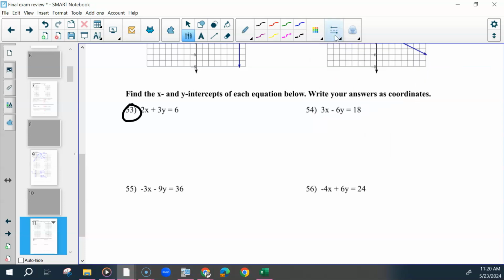With questions like these, you want to put 0 in for whichever variable you are not solving for. So let's say I put 0 in for x. Then I'll be solving for y. And I could divide both of these by 3 to figure out what y is. And then I would write that as an ordered pair.